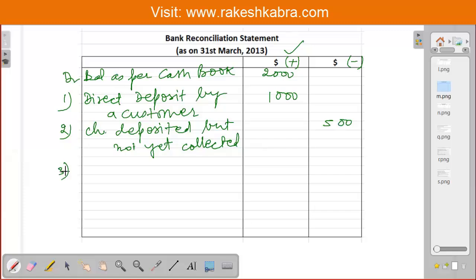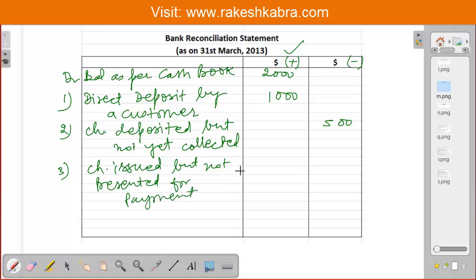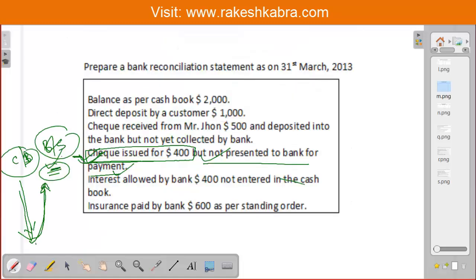So see, I will write this figure here: check issued but not presented for payment. And what is the amount? $400. Agree? And I have to add this amount now. That's why I wrote this 400 in this positive column.